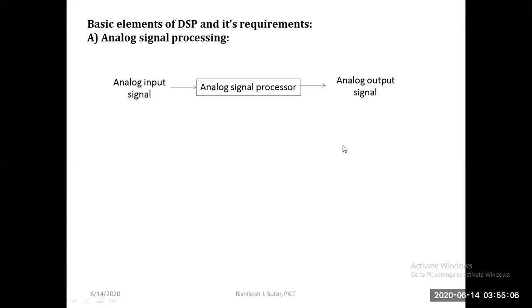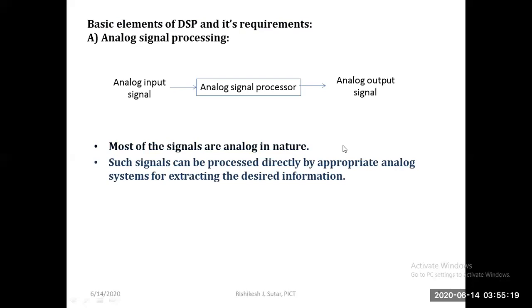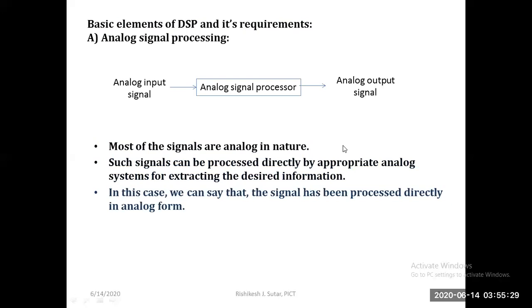Here, both the input and output signals are in analog form. This is because most of the signals are analog in nature. Such signals can be processed directly by appropriate analog systems for extracting the desired information. In this case, we can say that the signal has been processed directly in analog form.